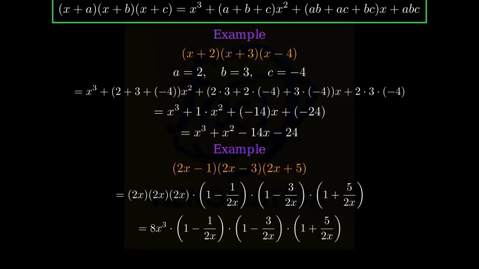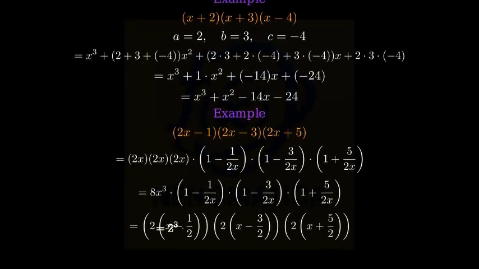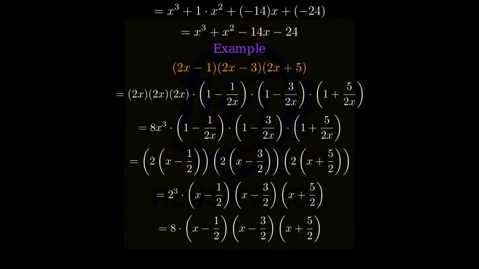Let's factor it to get 8x cubed times the product of x minus 1 half, x minus 3 halves, and x plus 5 halves. However, it's more straightforward to apply our formula directly. We first need to rewrite our expression in the form required by our formula. We can write it as (2x minus 1)(2x minus 3)(2x plus 5).